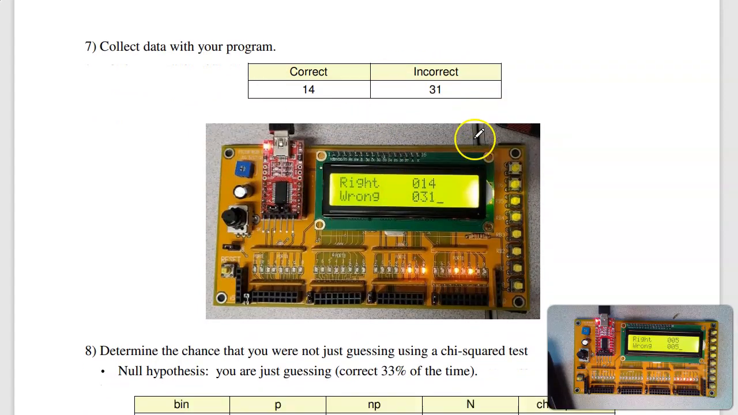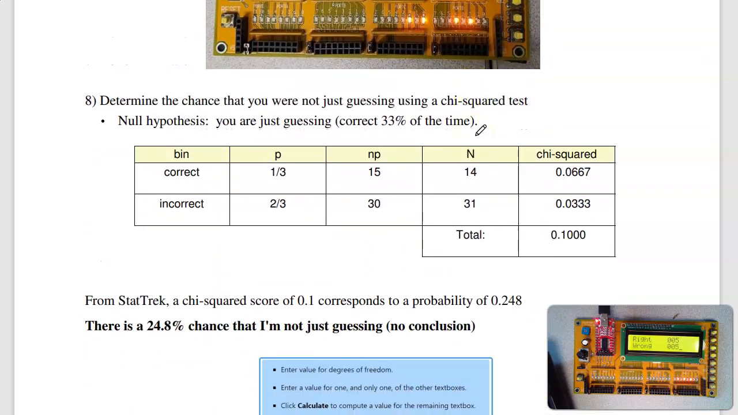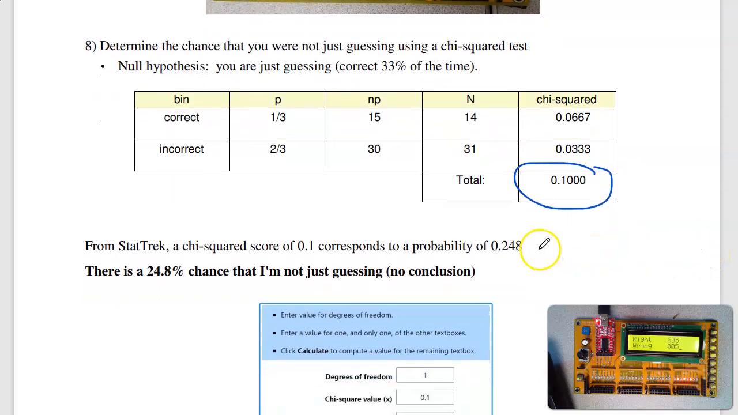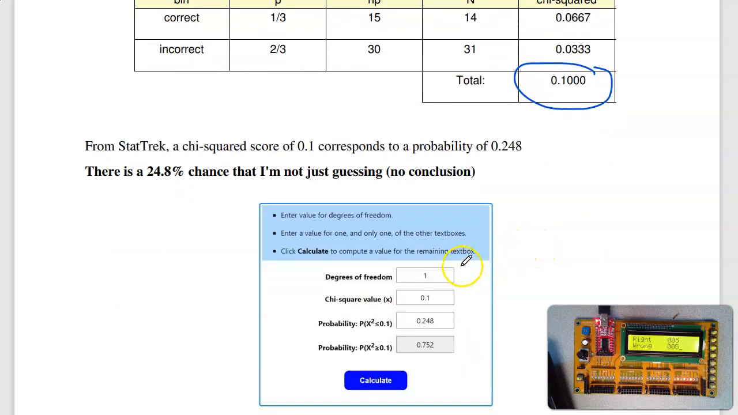Am I psychic? Well, let's do a chi-squared test. I should be right 1/3 of the time. I did it 45 rolls. I should be right 15 times. That's what I expect. I was actually right 14 times. Likewise for incorrect, take the difference squared divided by expected, difference squared divided by expected, add them all up. That's my chi-squared value.